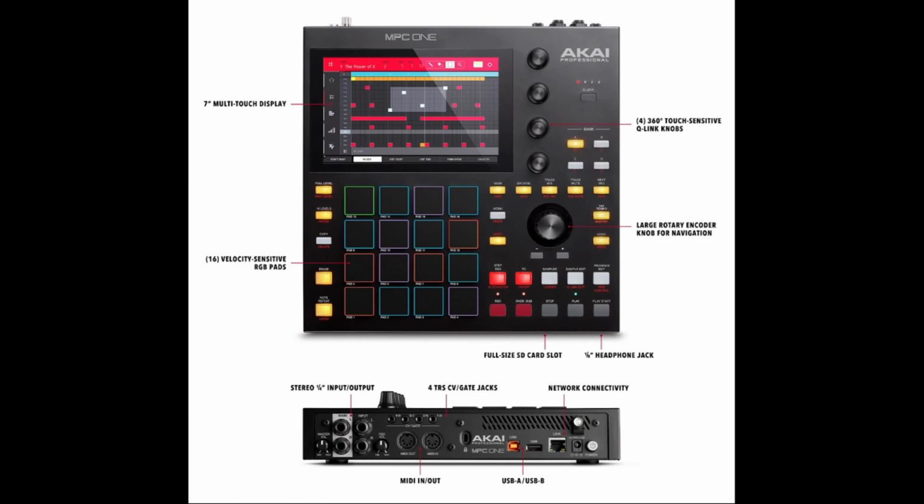First, we have our monitor volume over to the left and bottom. Then moving over, we have our stereo 1/4-inch input and outputs. Next, we have our recording volume, or some might refer to this as the gain. After that, below you have your MIDI in and out ports, and above that you have your 4 TRS CV gate jacks.